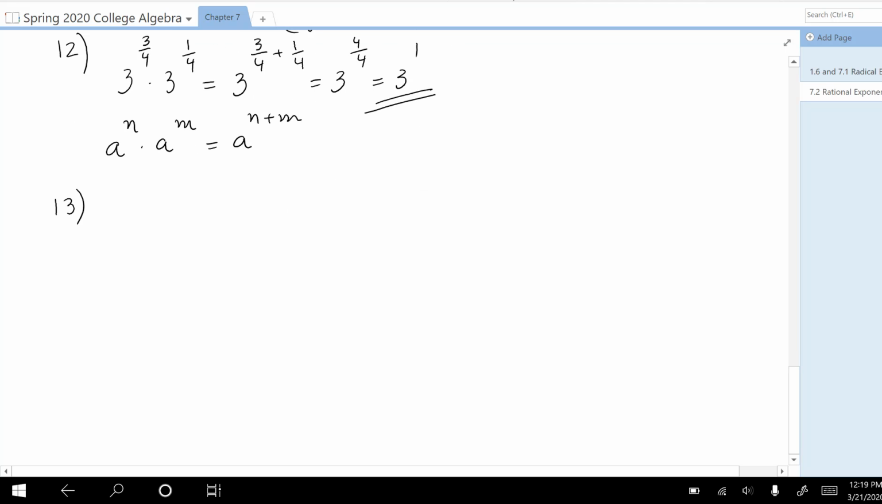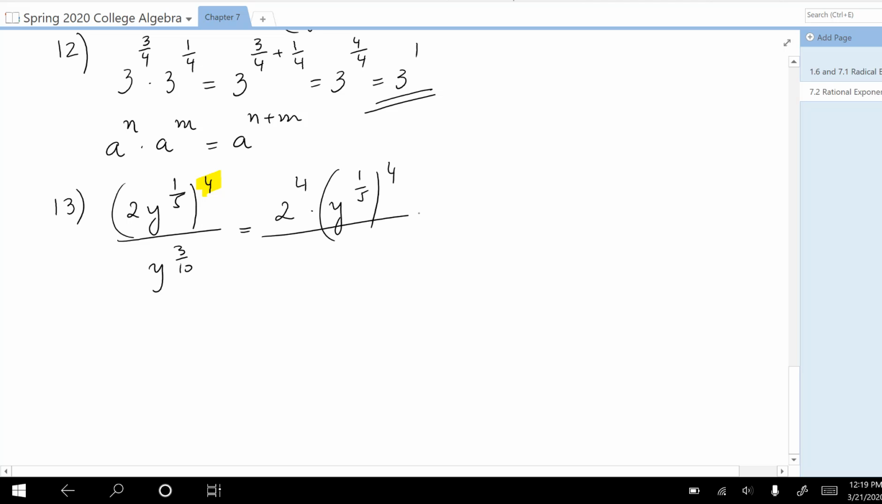Another one, (2y^(1/5)) everything to the fourth, over y^(3/10). So we raise each of them. First I'm going to distribute the 4. So it's going to be 2 to the 4, (y^(1/5)) everything to the 4. The reason why I distributed is because of the formula (ab)^n is a^n b^n, and I had the parentheses. Y^(3/10), I didn't distribute the 4 at the denominator because the only thing that is raised to the 4 is this quantity that I highlighted with blue.